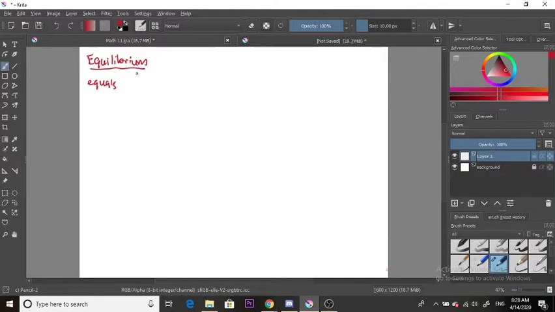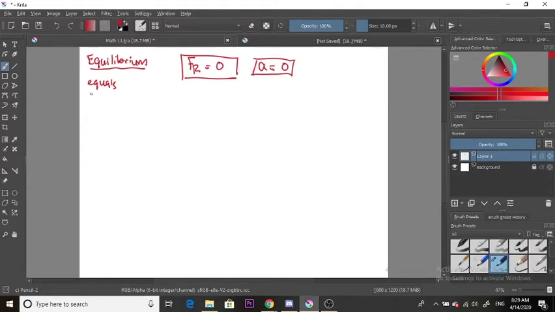So, equilibrium in physics means that when you have a bunch of forces acting on a body, the resultant force, Fr, is equal to 0. That's the main definition. In other words, because there is no external net force acting on the body, your acceleration is also 0. You cannot have any kind of acceleration when you have equilibrium.